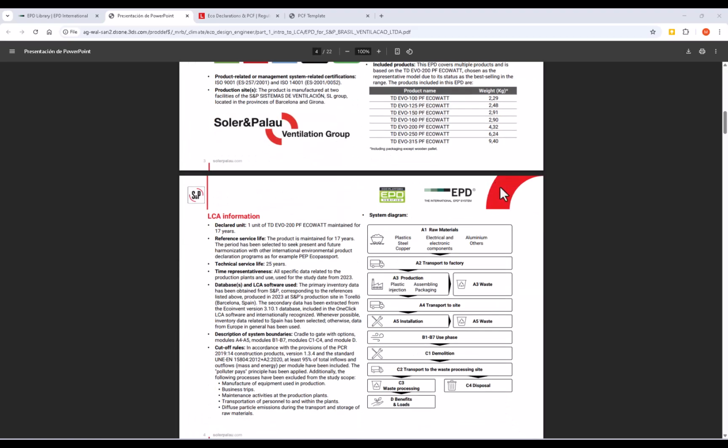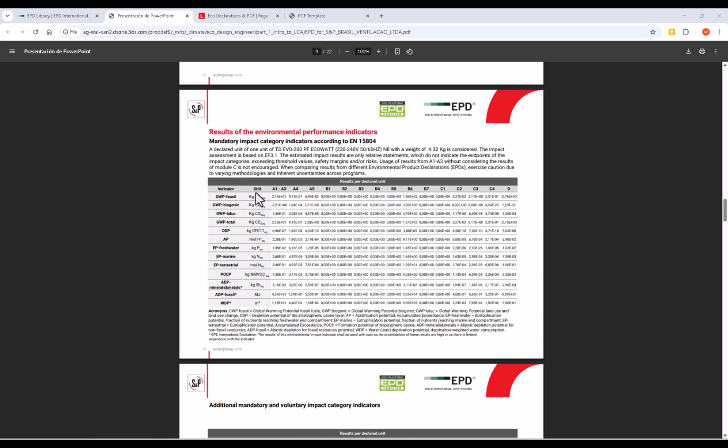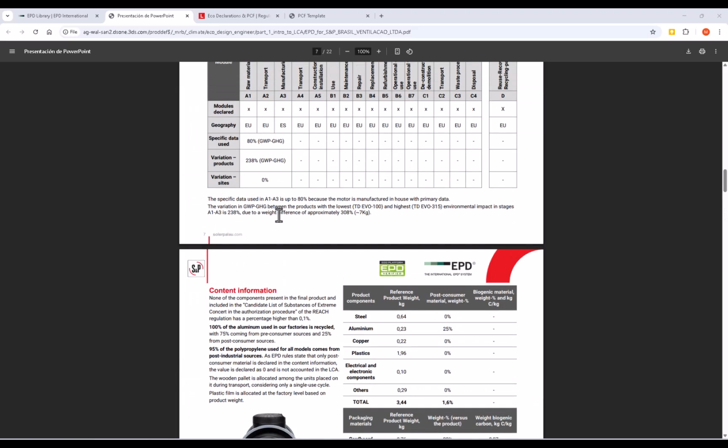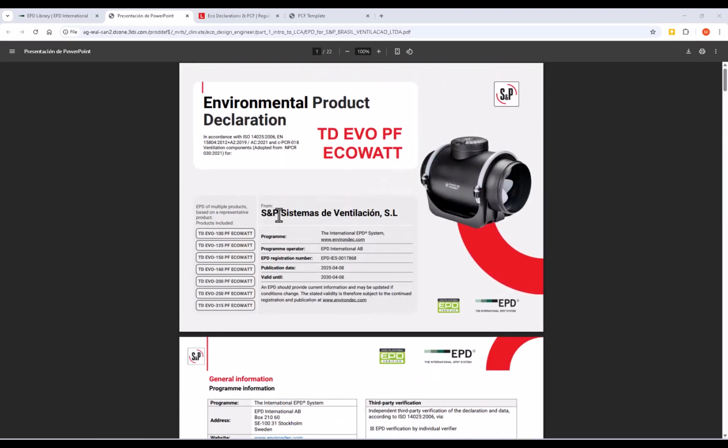And in this EPD, they break down the different phases of the product's life cycle. So here's raw material extraction, production, waste, transport, installation, use phase, demolition, things like that. And you can see the environmental impacts associated with each of these phases. So here's global warming potential. This is carbon impact. Here's water eutrophication, and many of the environmental impacts that we have just seen in LCA. So if you are incorporating one of these products into a building that you're building or into a larger assembly, then you can use this EPD to understand the environmental impact of that particular component.